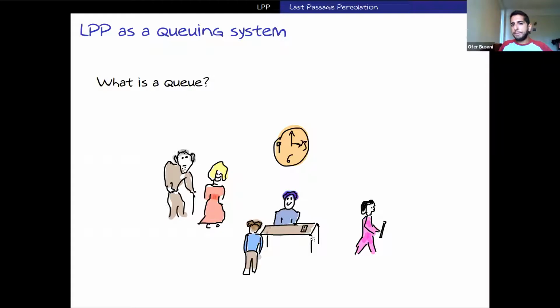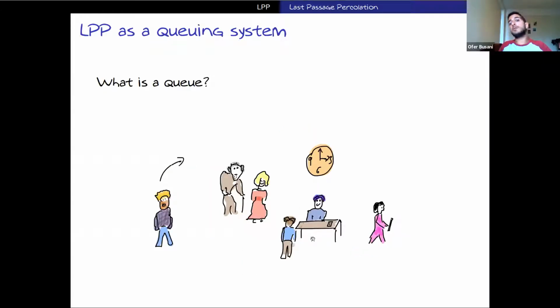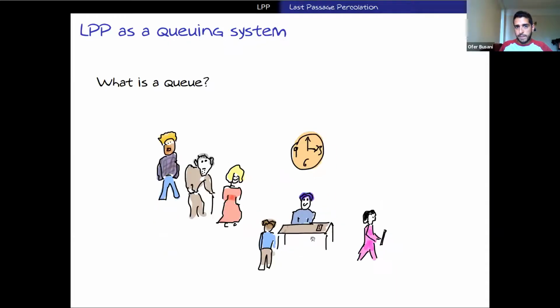In the meantime, we have customers coming into the queue. Once a customer comes in, he goes to the back of the queue. And this is pretty much the whole story.